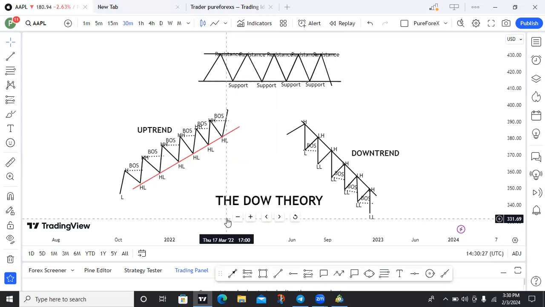How do we identify an uptrend? How do we know with the knowledge of market structure? Are you there?